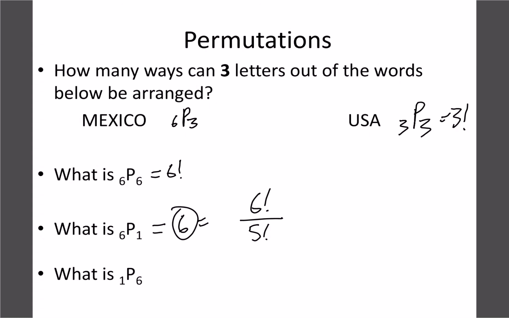And 1P6, that means we want to take 6 people out of 1. That means no answer, right? We can't do that. So the front number has to be the bigger one, the total, and then the second number has to be the smaller one. So 6P1 works, but 1P6 doesn't work. And that's all.